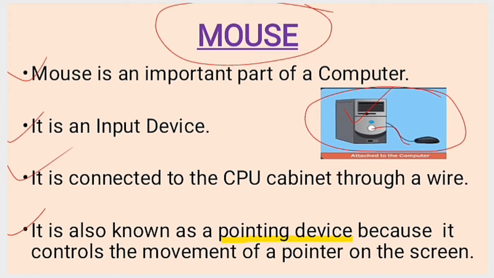Because it controls the movement, meaning, जब हम अपनी स्क्रीन पे माउस मूव करते हैं, it controls that movement. It controls the movement of that pointer on the screen. That is why it is known as a pointing device. Or we can say it is used to point any object on the screen.